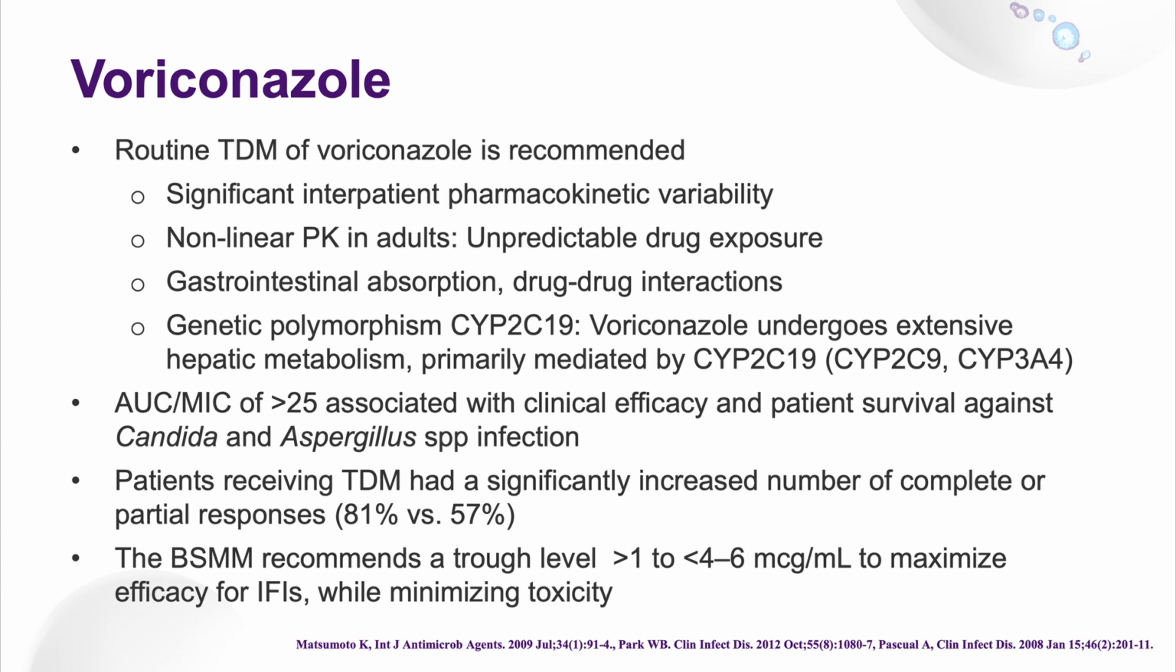Because of this genetic polymorphism, there is significant interpatient pharmacokinetic variability. Especially when you are treating adult patients, it has non-linear pharmacokinetics, meaning that if you increase the dose of voriconazole, you do not expect a similar increase in the level. At the same time, when you decrease the dose, you do not expect a similar decrease in the blood level. So it is highly unpredictable drug exposure in adult patients.